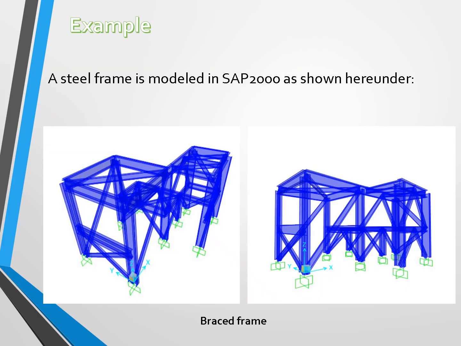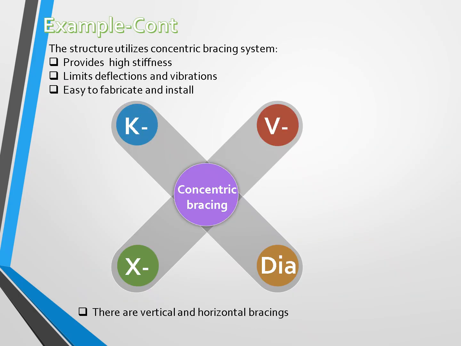And now we are going to provide you with a simple example to illustrate what bracing is and how it acts. A steel frame is modeled in SAP 2000 as shown here. This is an industrial building used as the supporting structure. As you can see here, it is a braced frame.